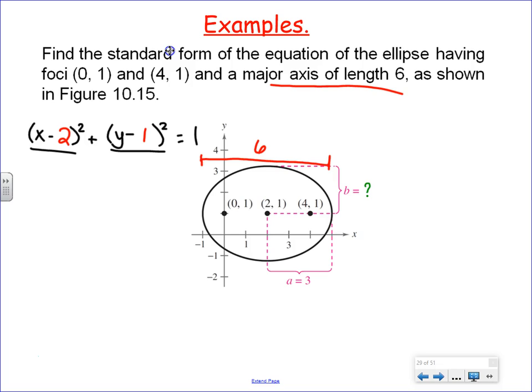So I can go ahead and plug in. That's horizontal, right? Sweet. 3 squared, put that under the X. Vertical, okay, I need what goes under the Y. Huh, they didn't tell me the minor axis length. So how am I going to do that one? We used that clue, we used that clue. What haven't we used? The foci.